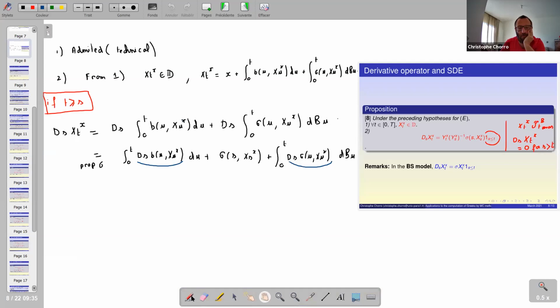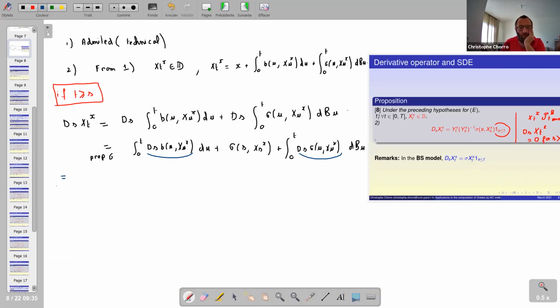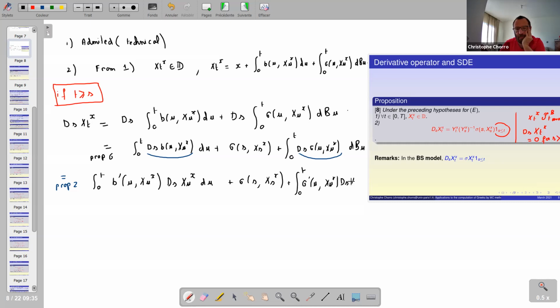Using now proposition 2, I can use the chain rule that tells me that the integral between 0 and t of b prime of u xu of x ds of xu of x du plus sigma s xs of x plus the integral between 0 and t of sigma prime u xu of x ds of xu of x dB_u. Okay, so I have this one.